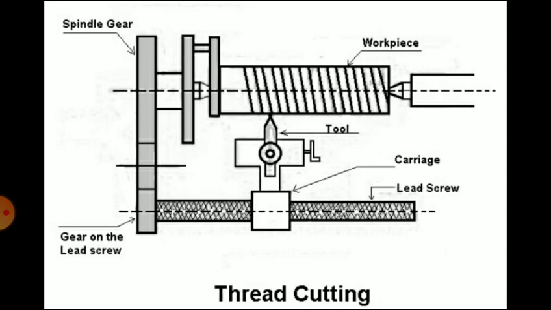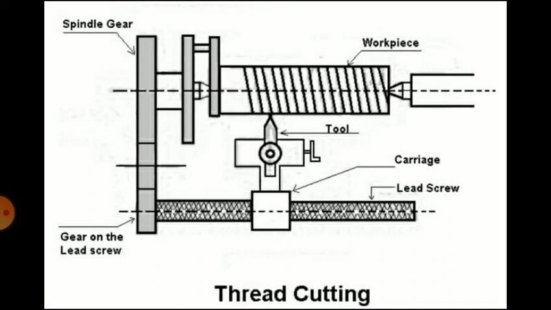Then thread cutting operation. It is the operation of producing a helical groove on a cylindrical surface. So you can see the helical groove that is formed on a workpiece. The work is made to rotate about the lathe axis and the tool is fed parallel to the lathe axis.